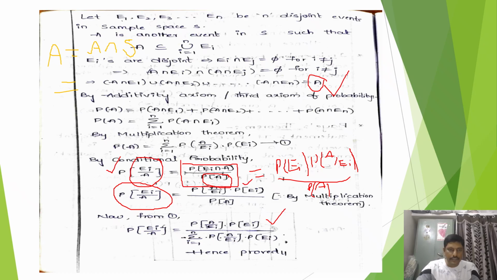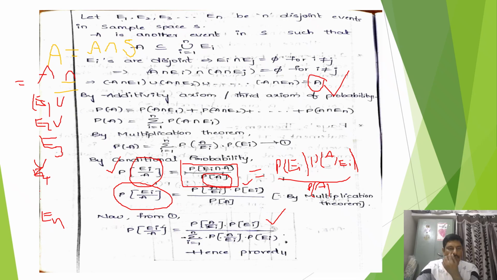Right. Okay, I am writing here A is equal to A intersection S. So that is equal to A intersection (E1 union E2 union E3 union E4, and so on, up to En). So now we can use the distributive property.